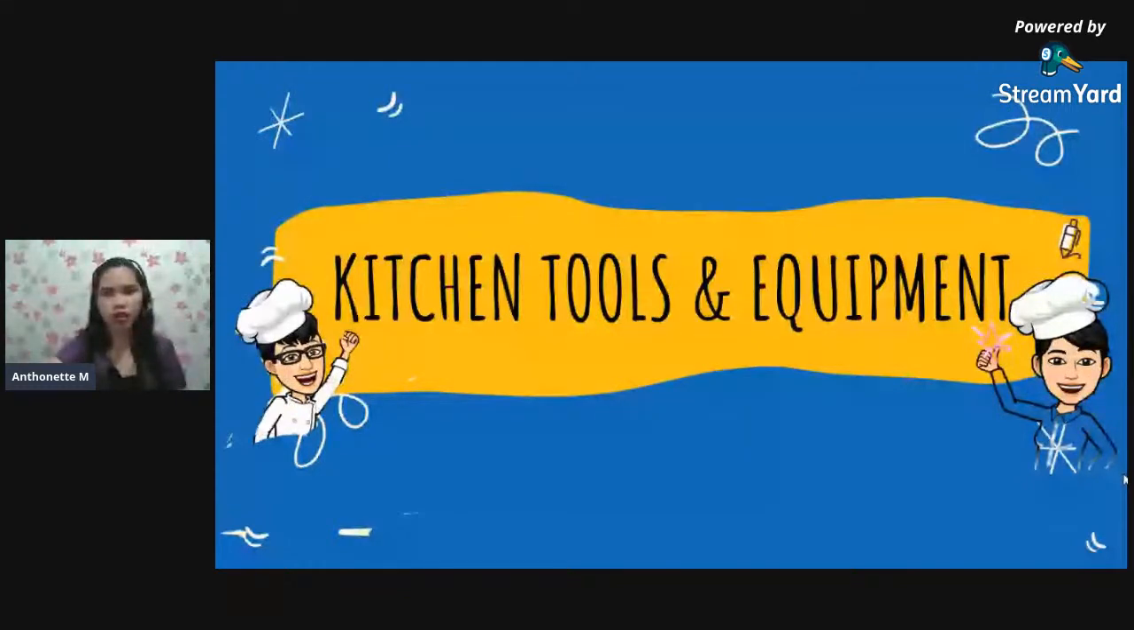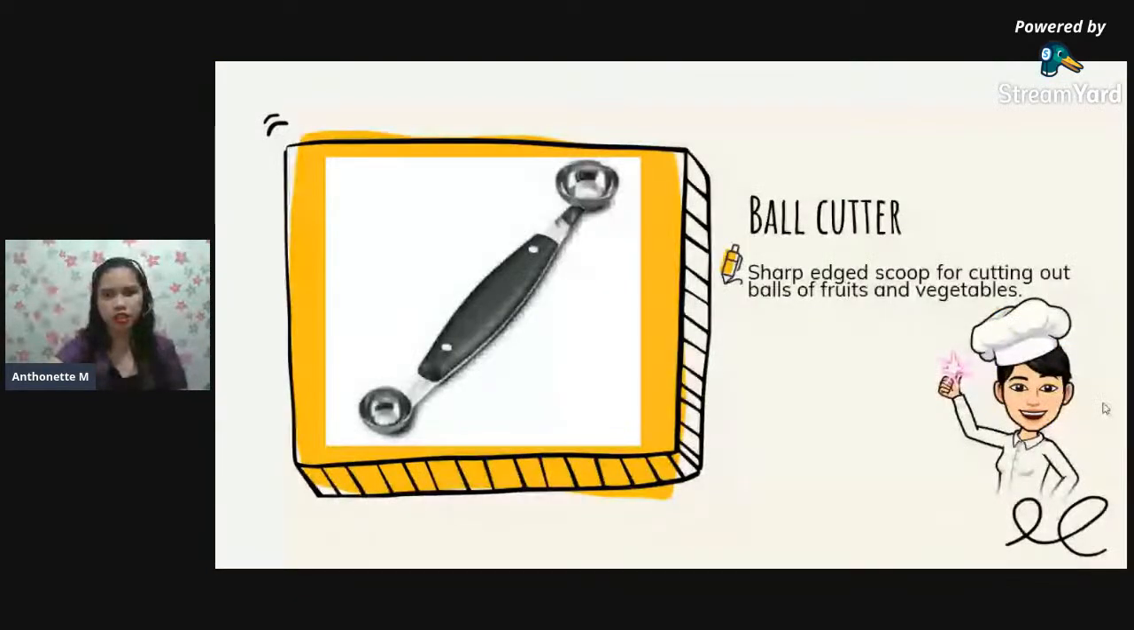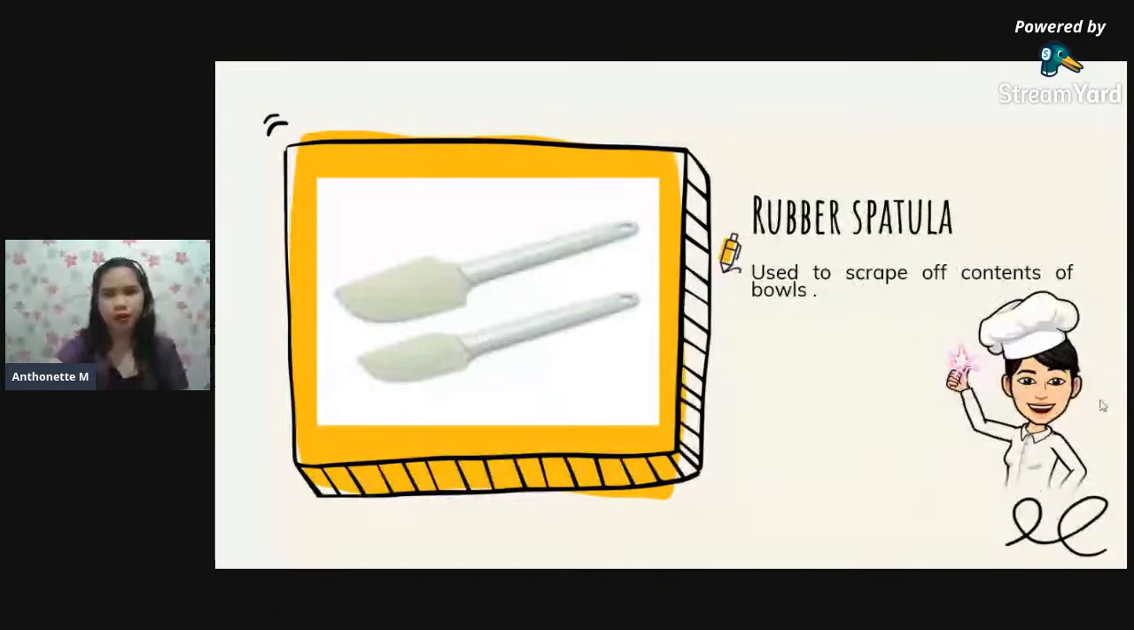We have the ball cutter. Have you seen a ball cutter? A ball cutter is a sharp edge scoop for cutting out balls of fruit and vegetables. If you want to have balls of fruit and vegetables, you have to use the ball cutter. Next is a rubber spatula, used to scrape off contents of bowls. When you are mixing ingredients in a mixing bowl, you can remove the ingredients at the side of the bowl using a rubber scraper or a rubber spatula.